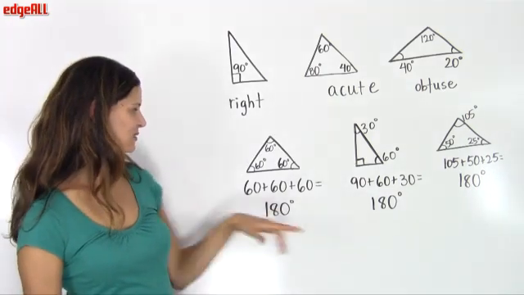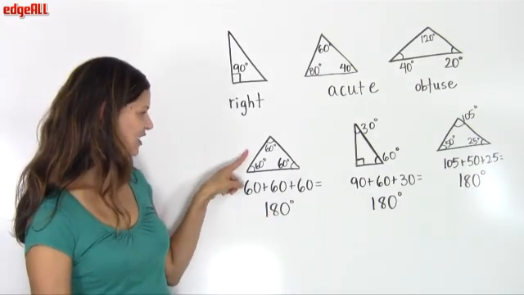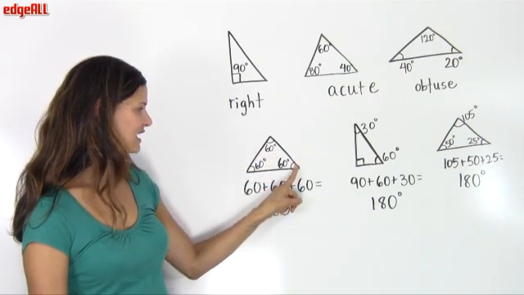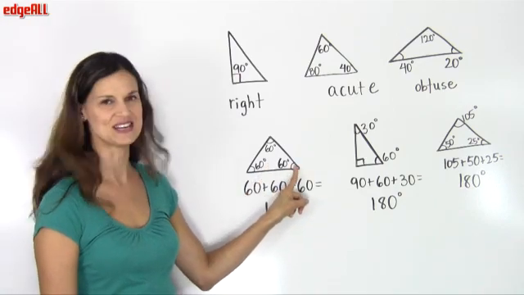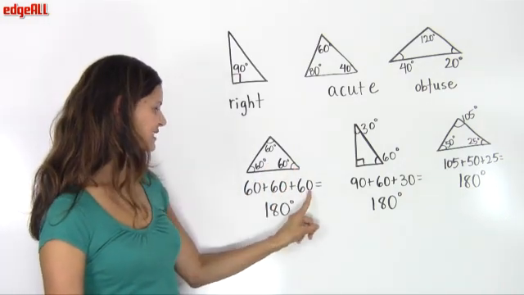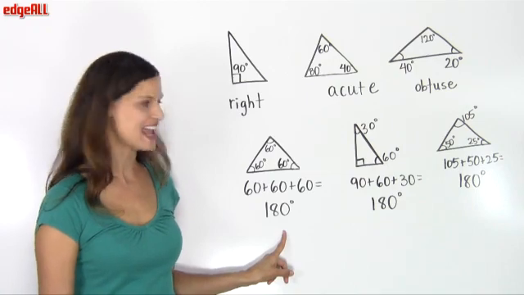We've got three examples here. In this triangle, we have three equal angles of 60 degrees each. 60 degrees, 60 degrees, and 60 degrees. 60 plus 60 plus 60 equals 180.